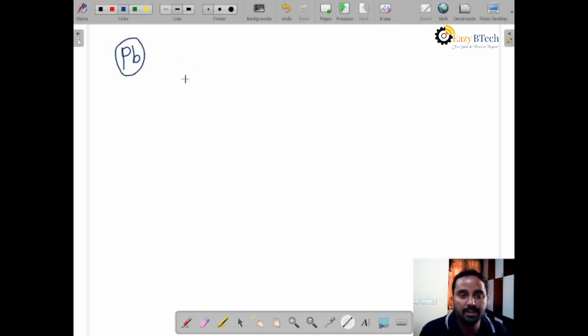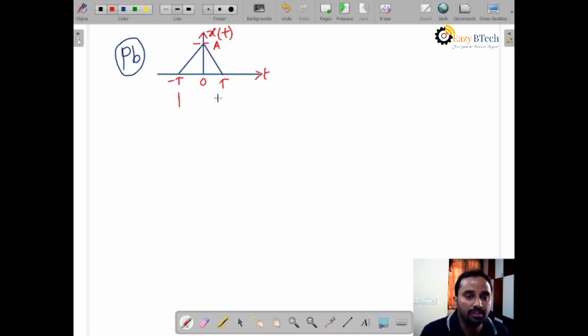I'm drawing a triangular pulse, a triangular function. This Fourier transform we are going to do. Let the signal be x of t, with the x axis as the time axis. On the right side the pulse goes up to tau, and on the left side up to minus tau, and the amplitude of the pulse is A. So the total width of the pulse, from minus tau to plus tau, is 2 tau.